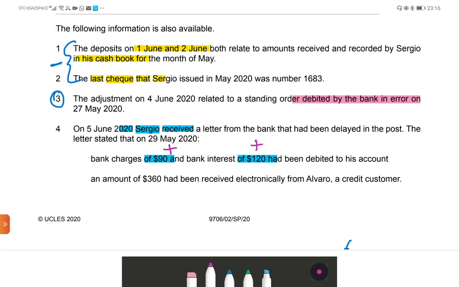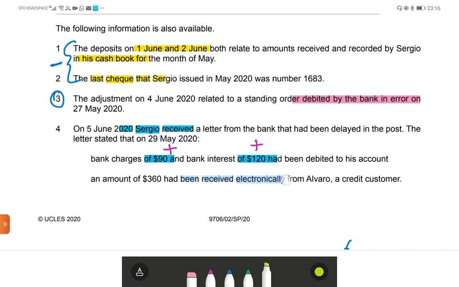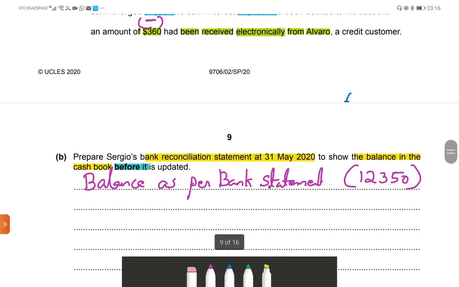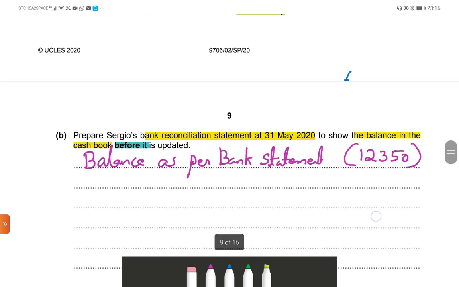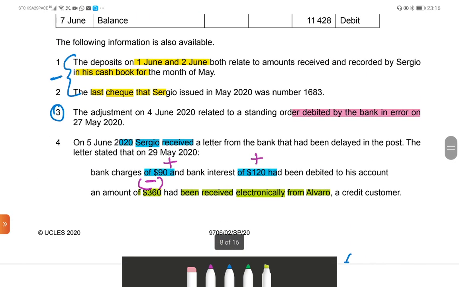Next, the bank has received electronically from Alvaro 360. This 360 we have to deduct because the bank has received it but the cash book doesn't know. So we have to start the bank reconciliation statement. First we write balance as per bank statement. After we have done the bank statement balance, the next step is to correct the bank statement errors. If any error, we should correct it.